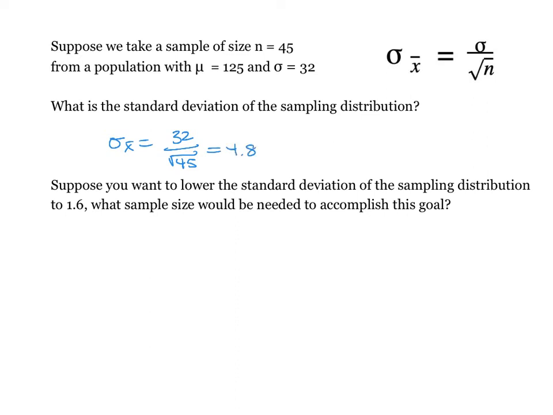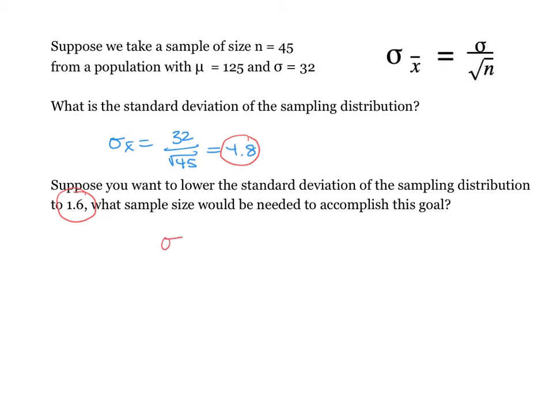Okay. Now, suppose you want to lower the standard deviation of the sampling distribution to be 1.6. What sample size would be needed to accomplish this goal? So instead of 4.8 as our standard deviation of the sampling distribution, I want it to be 1.6. So I'm going to replace the standard deviation with 1.6 and solve for n.